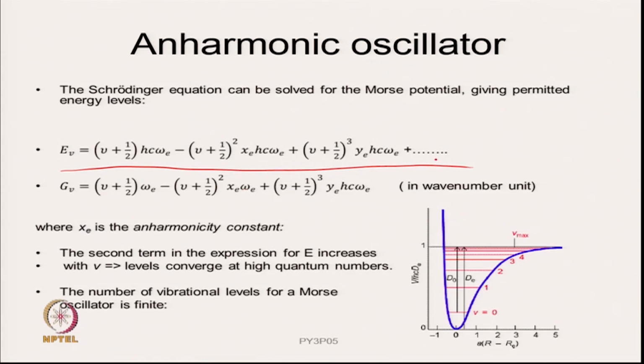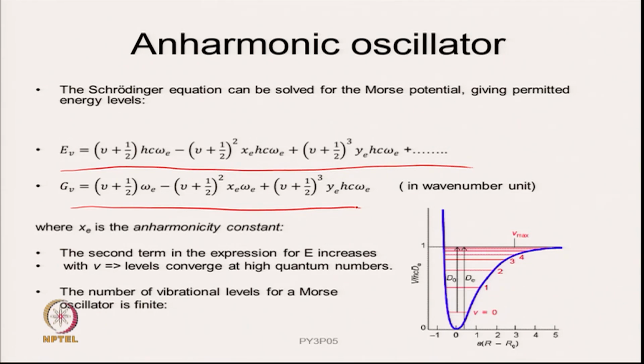There are several terms here, but generally we consider only two terms, because for a small displacement the others can be neglected. This energy term can be converted to wave number units by dividing by h c. That is what we have done, and now we define this as a term G v, which is basically in wave number units.